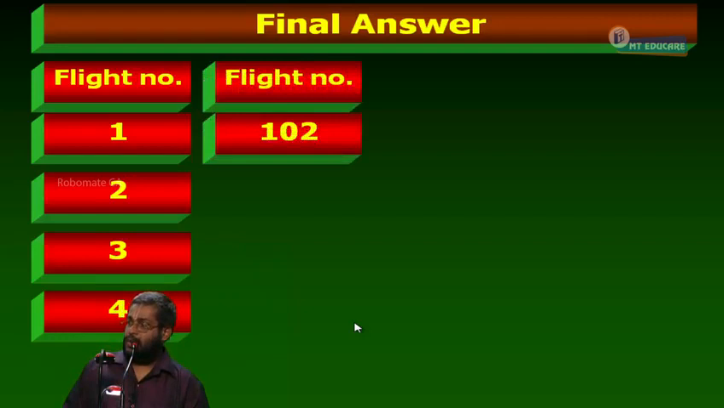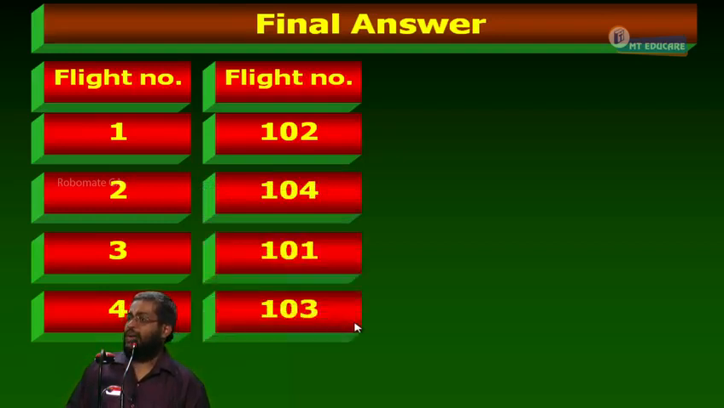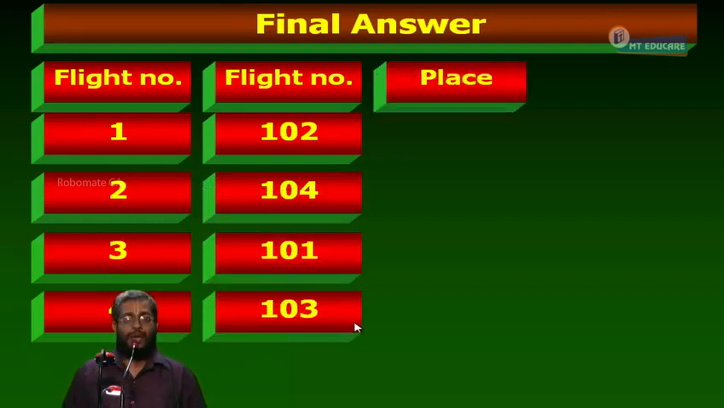Final solution. Flight number 1, 2, 3, 4. The paired flight number is what? 1 is paired with 102, 2 is paired with what? 104, 3 with 101, and 4 with 103.